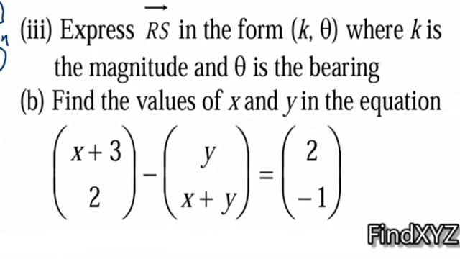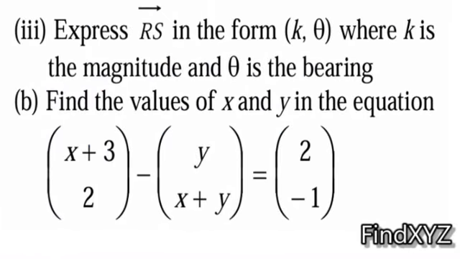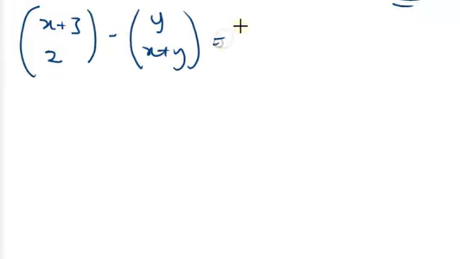All right, so let's do the last part of this problem. In the last part of the problem, we have an equation involving vectors. So let's solve for the values of x and y. So we have the vector x plus 3 and 2 minus y, minus the vector x plus y, is equal to 2, -1. Now, whenever you want to operate on vectors, you operate on corresponding components.